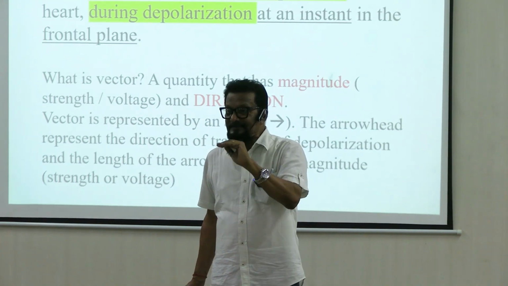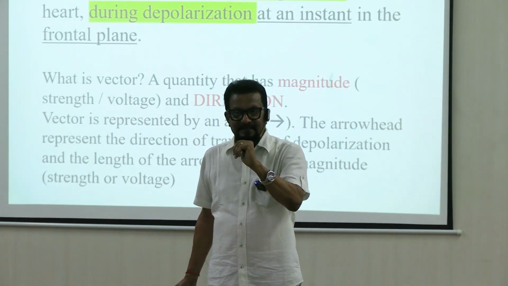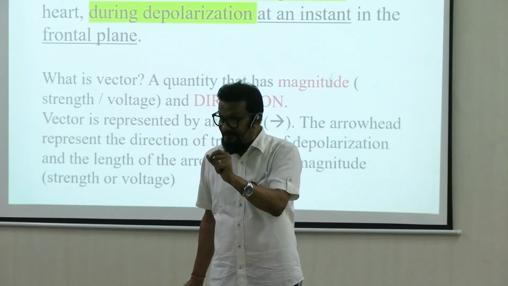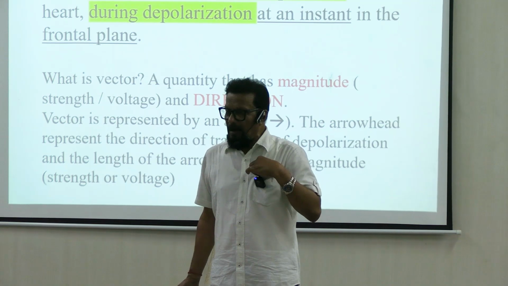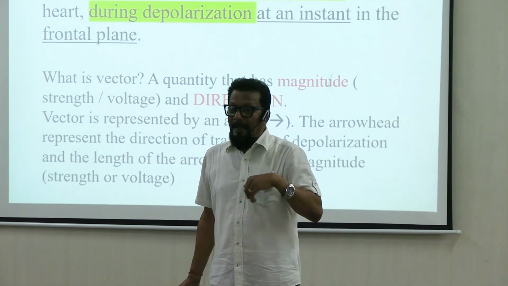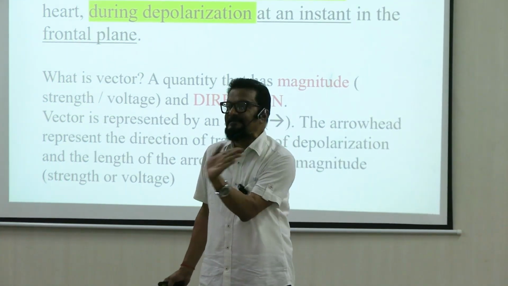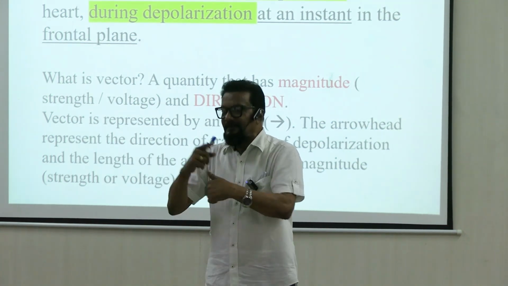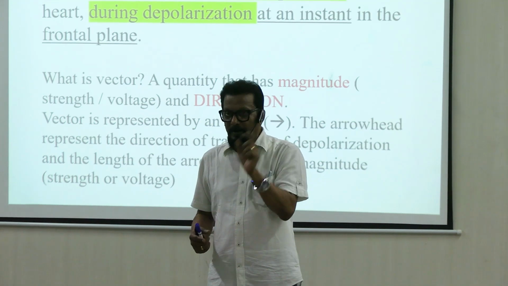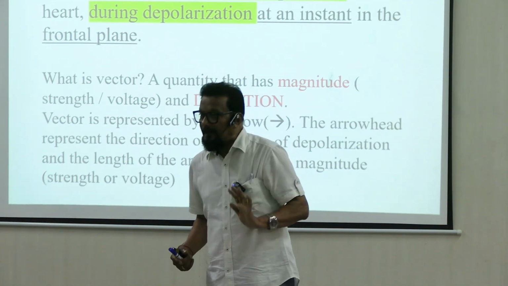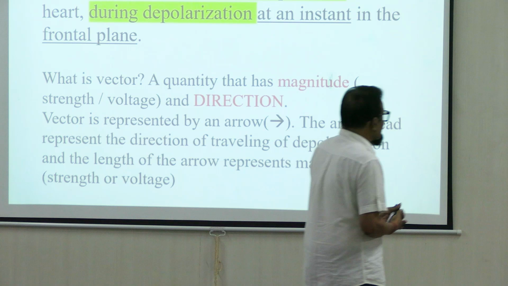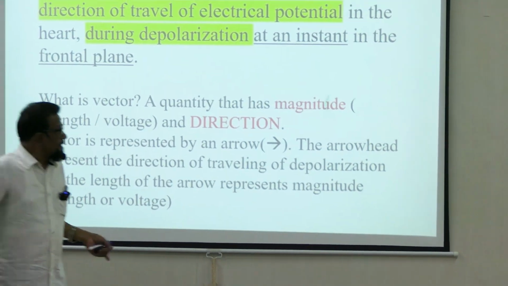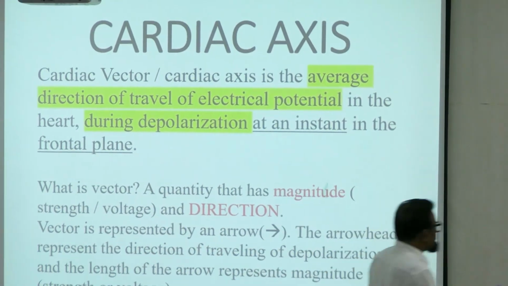So this is the mean axis, and it should be recorded at a particular instant, any moment. Suppose the axis is one value now; immediately after that it will change, and again after a few seconds it will change. At a particular moment, the axis can be recorded. So this is the definition of cardiac axis. You will get it in this PPT.